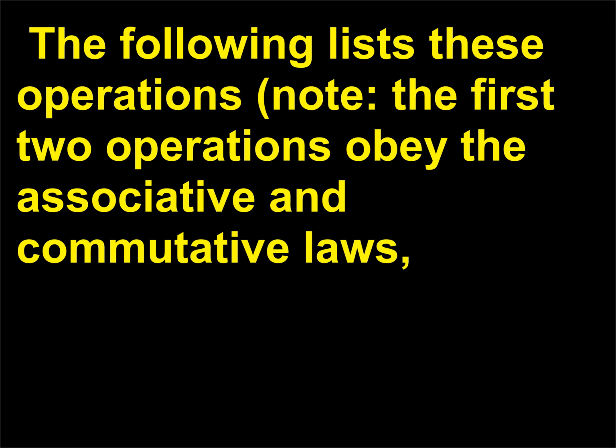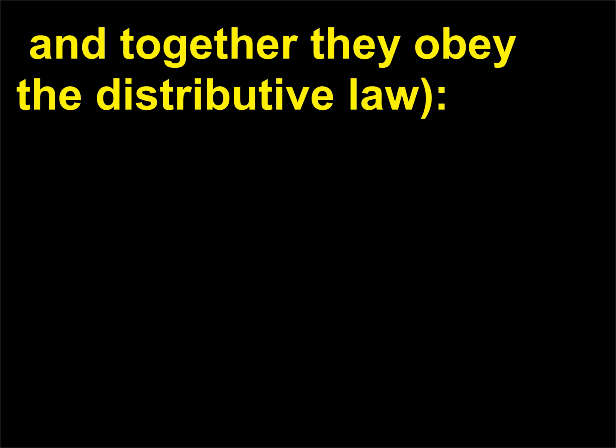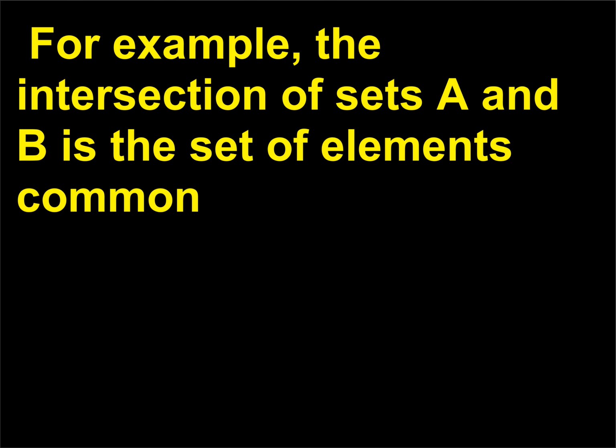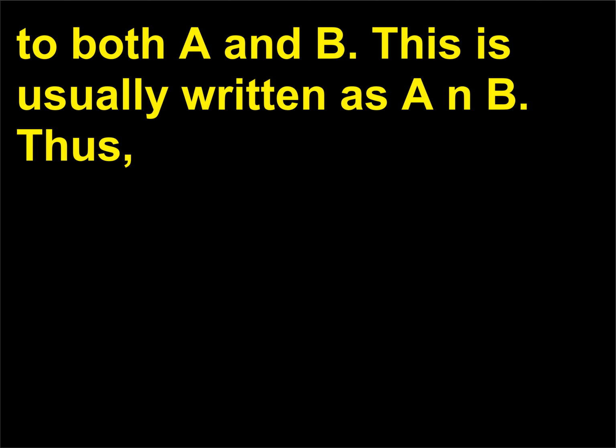Note, the first two operations obey the associative and commutative laws, and together they obey the distributive law. Intersection. The intersection of two sets is the set of elements common to the two sets. For example, the intersection of sets A and B is the set of elements common to both A and B. This is usually written as A ∩ B.